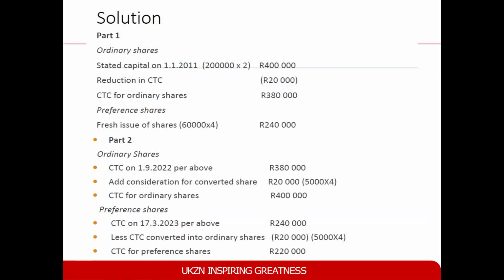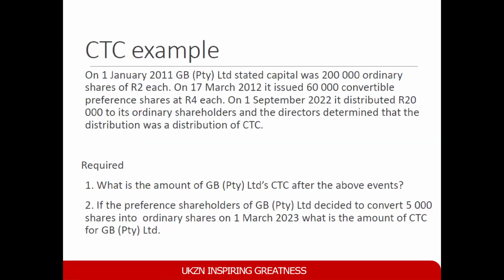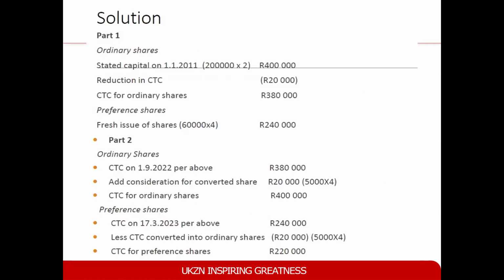So they say 400,000 minus 20,000, that's part 1, then part 2, you'll have your CTC as per above, then the consideration converted, if they convert that. Let me look at the number of shares now. Oh, they are converting, yes, they only convert. Look at the required number 2. They only convert 5,000 of that. That's why they need to be 5,000 times, which is 20,000 then, the ordinary shares. Then the preference shares will have to decrease in their record.